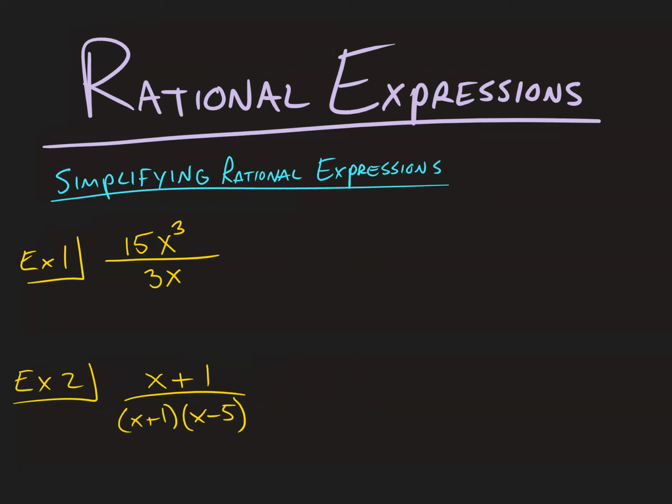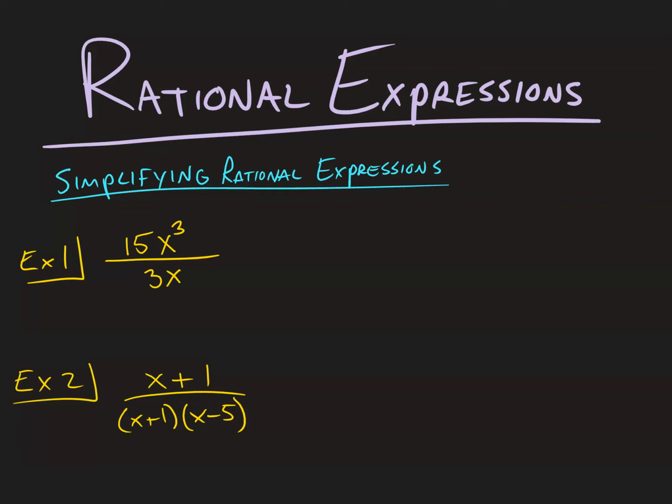Simplifying a rational expression is pretty much the exact same concept as simplifying a fraction. What you're trying to do is cancel out any common factors between the numerator and the denominator. Let's take a look at a couple of examples.